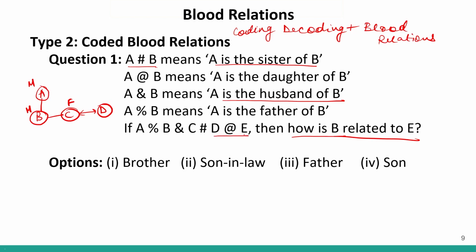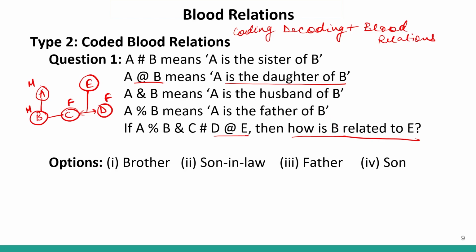Moving forward, D at the rate E means D is the daughter of E. E's gender is unknown. D will be female because D is the daughter. So C and D are children of E. This much information is correct. This is how the chart will be drawn.